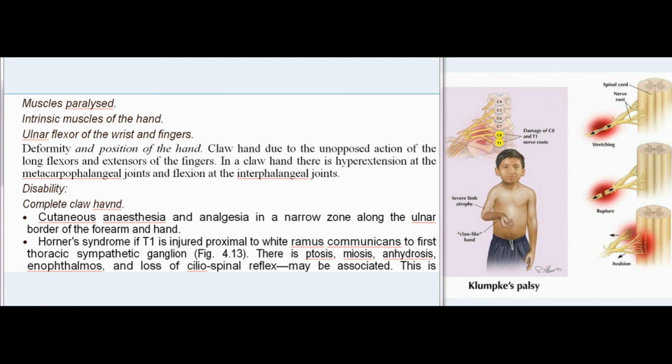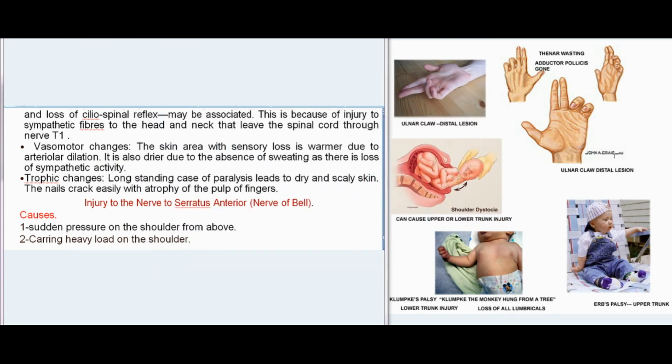Horner's syndrome if T1 is injured proximal to the white ramus communicans to the first thoracic sympathetic ganglion. There is ptosis, miosis, anhidrosis, enophthalmos, and loss of ciliospinal reflex may be associated. This is because of injury to sympathetic fibers to the head and neck that leave the spinal cord through nerve T1. Vasomotor changes: the skin area with sensory loss is warmer due to arteriolar dilation.